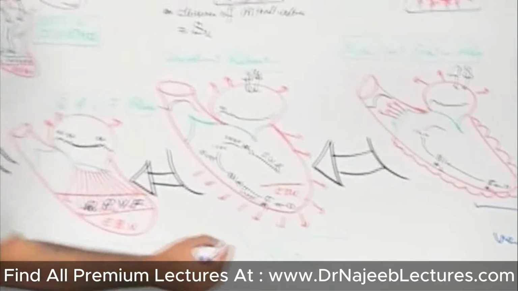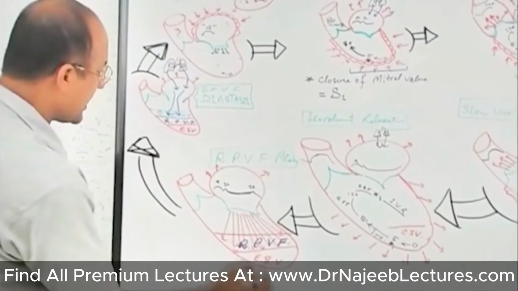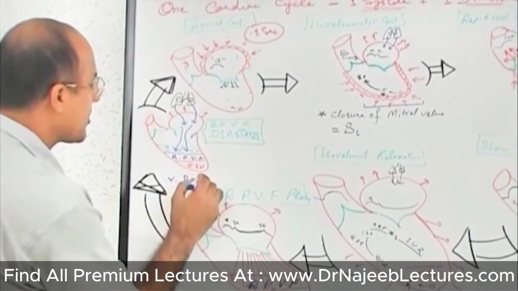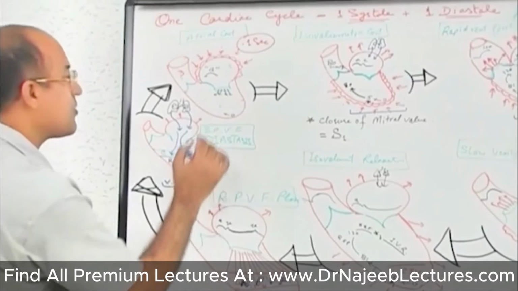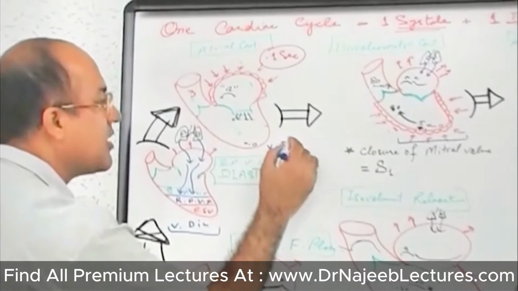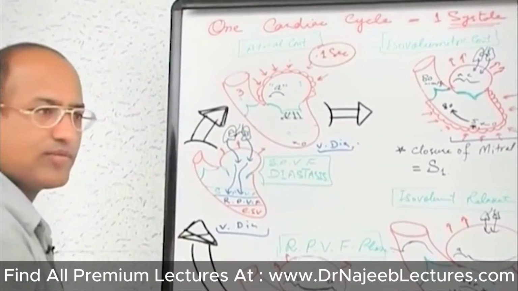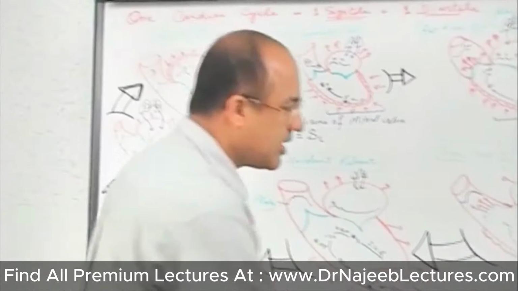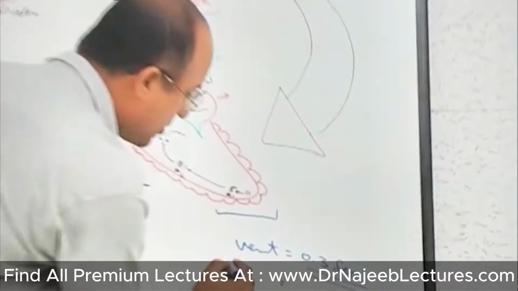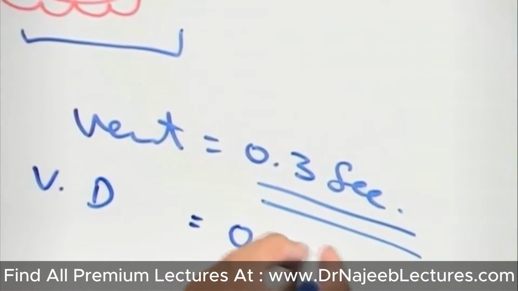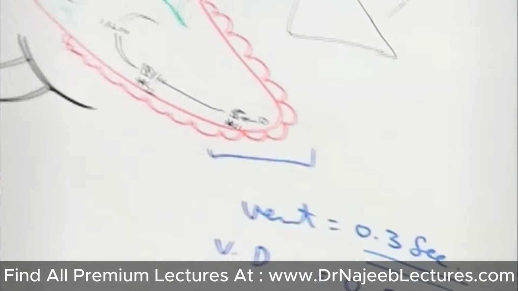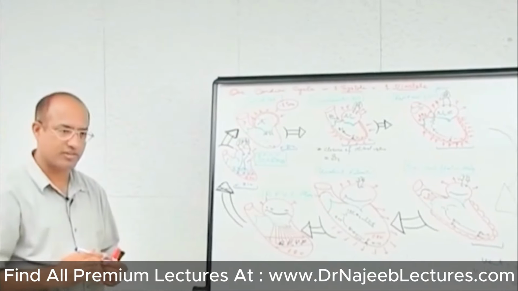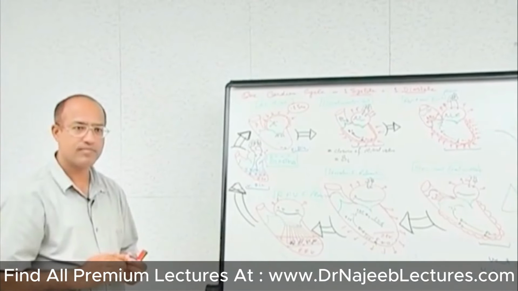Here is ventricular diastole, and again ventricular diastole, and of course here is also ventricular diastole. Is that right? And of course ventricular diastole is about 0.5 second, because both together should make 0.8 second if your heart rate is around 72 beats per minute. Is that right? Any question?